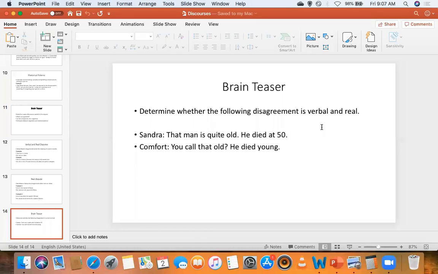So I believe that is why we couldn't determine whether the following disagreement is verbal or real. The statement, their disagreement is verbal. It is not real. Okay, sir. Thank you. Being old at 50 or being old at 70 is not a real disagreement. If you say it's a real disagreement, where did you get your information that 70 or 50 is old? So it's not a real disagreement because nobody knows which one is old.